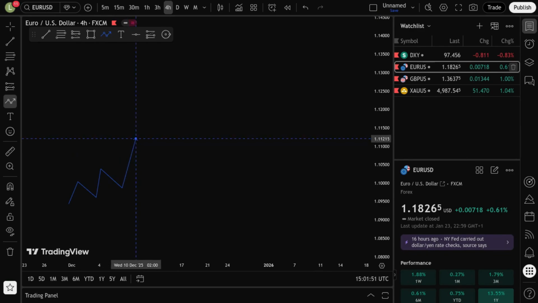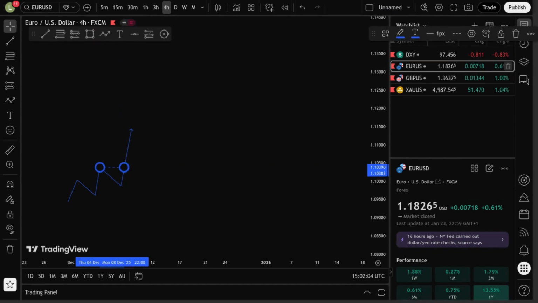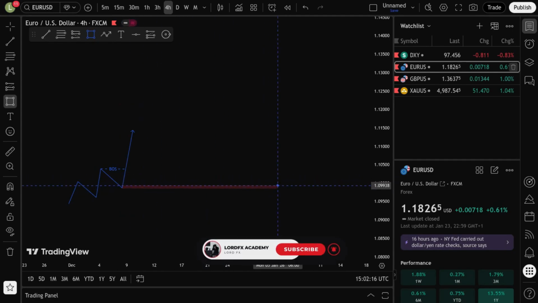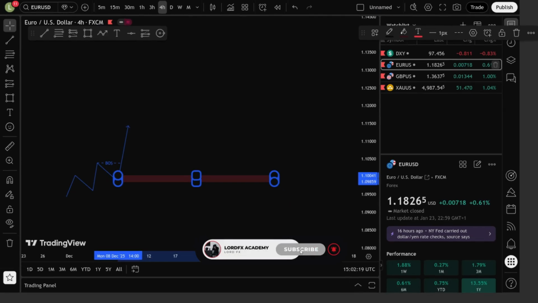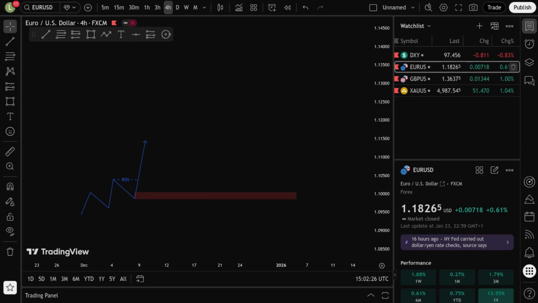Now when you have determined the market structure, you want to look for fair value gap, right? Because if you look now, this is a break of structure, right? This is a break of structure, and this is the price level that market has broken. We're going to call it a break of structure, and this will be our order block. This should be our order block.